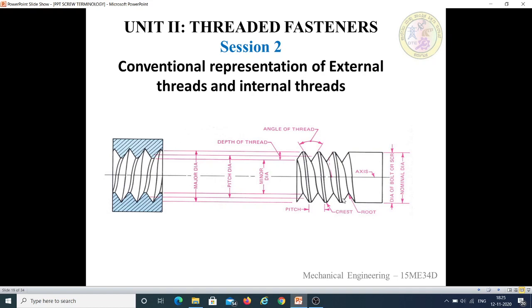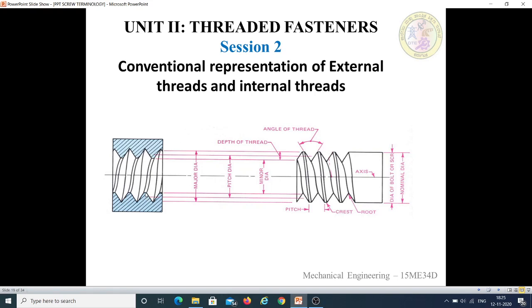The next one is crest. It is the edge of the thread surface farthest from the axis in the case of external thread, and nearest to the axis in the case of internal thread. See, this is the crest, farthest from the axis in the case of external thread, nearest to the axis in the case of internal thread. This is the crest for external thread. For the internal thread, this is the crest.